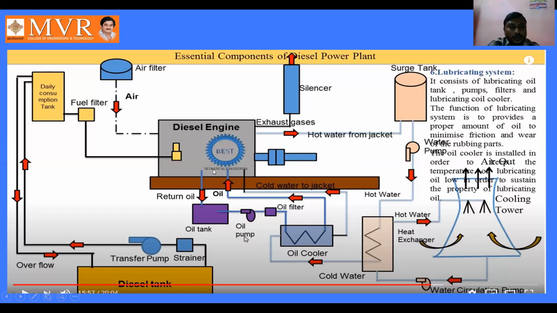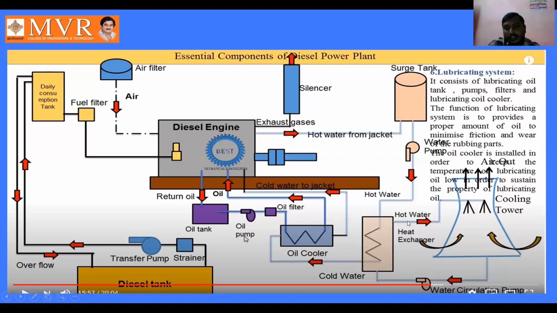When the oil is returned, the oil with hot water is going back into the oil tank, and from the oil tank it enters the oil pump, and from the oil pump it enters the oil filter for filtration purposes. After that, this oil enters the oil cooler, and after cooling, the oil is sent back into the engine cylinder for lubrication.